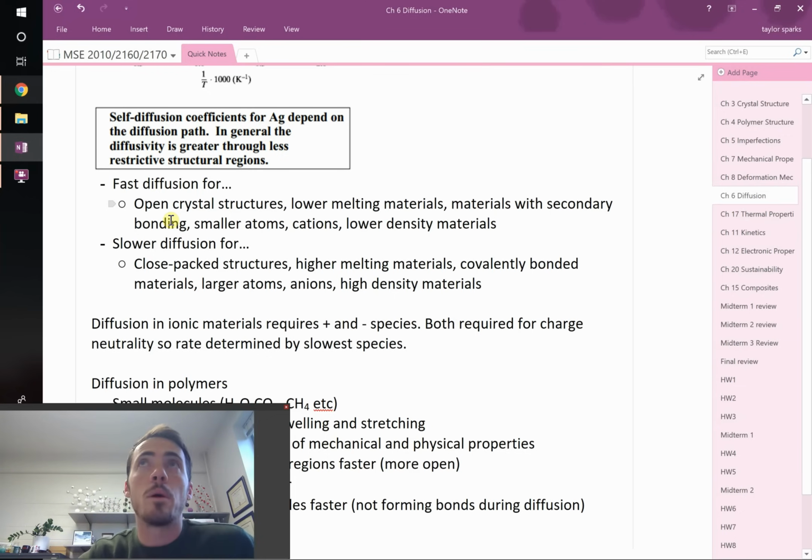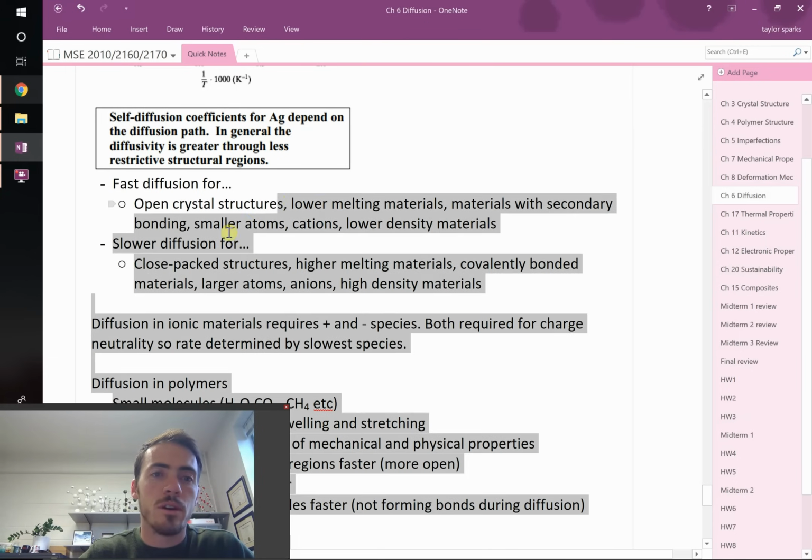This is why polymers actually have a problem or a feature, depending on how you're thinking about it. Things can diffuse through them pretty easily. So water, for example, can diffuse through lots of polymers, and that can be a good or a bad thing, depending on the application. Smaller atoms, faster diffusion. Cations, obviously, because they tend to be smaller because they've lost electrons, so they're really small. And then lower density materials, which is really just saying open crystal structure materials.